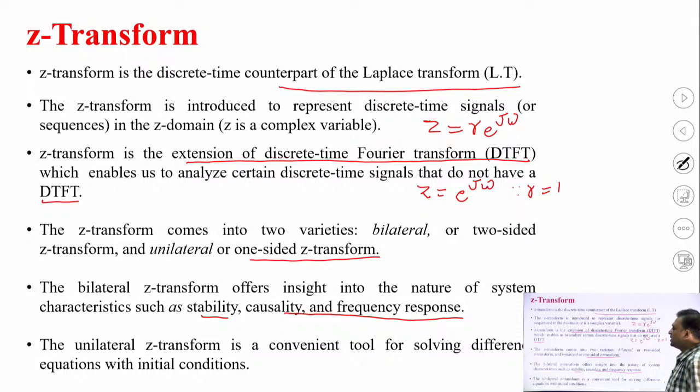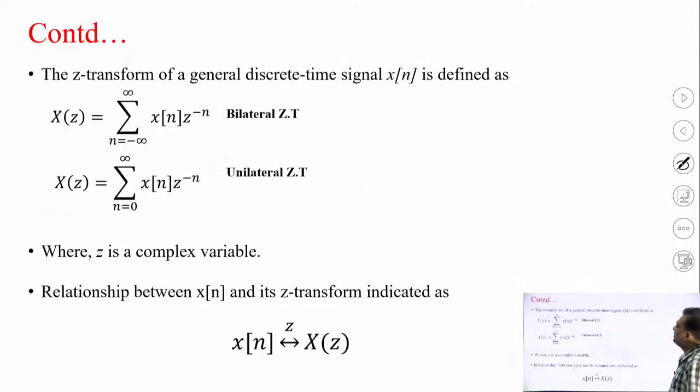And the unilateral Z transform, similarly to the case of the Laplace transform, where we use the unilateral Laplace transform for the solution of differential equations. Similarly here, in case of the Z transform, when we are interested in the solution of difference equations, then we will take the unilateral Z transform with initial conditions. Okay, now let us move to the next slide.